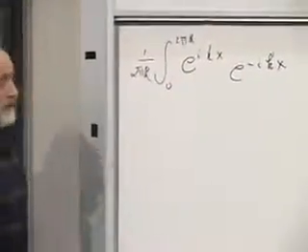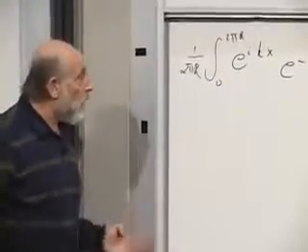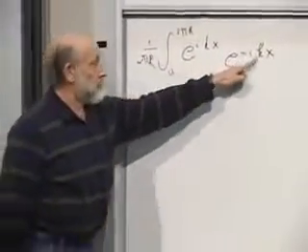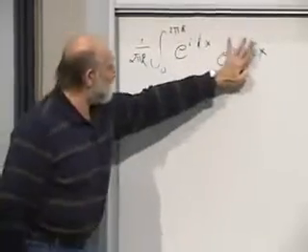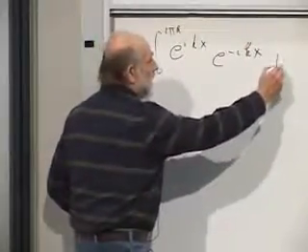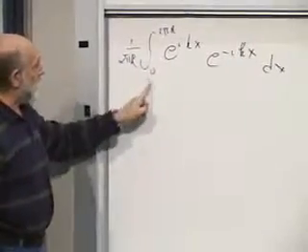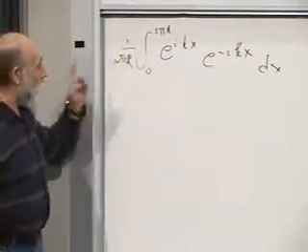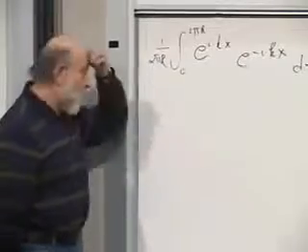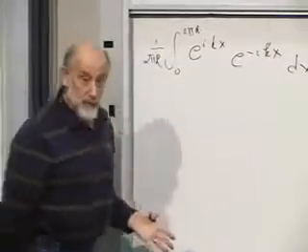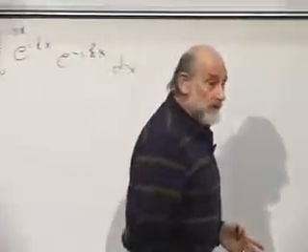We do this integral, and it will be 1 if k is equal to k prime. That's obvious. If k is equal to k prime, then the exponential isn't here. This product is 1, and it's just the integral from 0 to 2 pi r divided by 2 pi r. That's 1. If k is not equal to k prime, then the integral is 0.